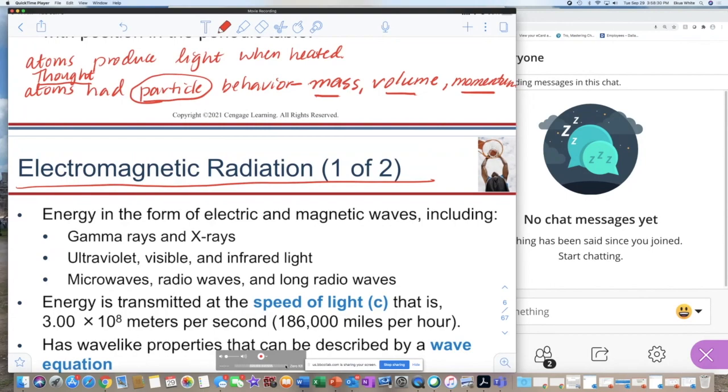So it's almost like a lawyer in the courtroom trying to justify, based on the following experiences or the following qualifications, we can say the atom is a particle, right? So scientists were like, okay, the atom has a mass, it has a volume, it can have momentum. Based on the following, the atom is a particle. What they weren't expecting, though, was later on, as they saw that the atom can produce light, they noticed that the atom also had wave nature.